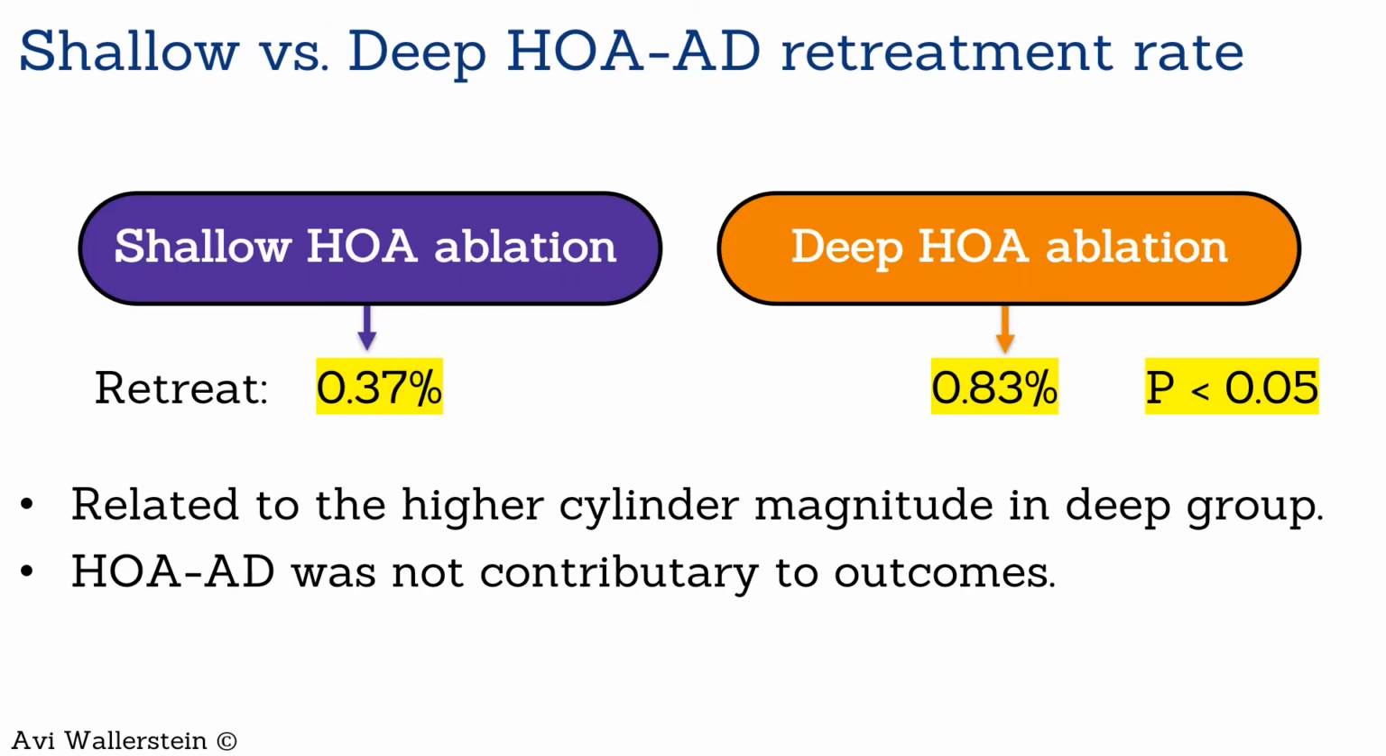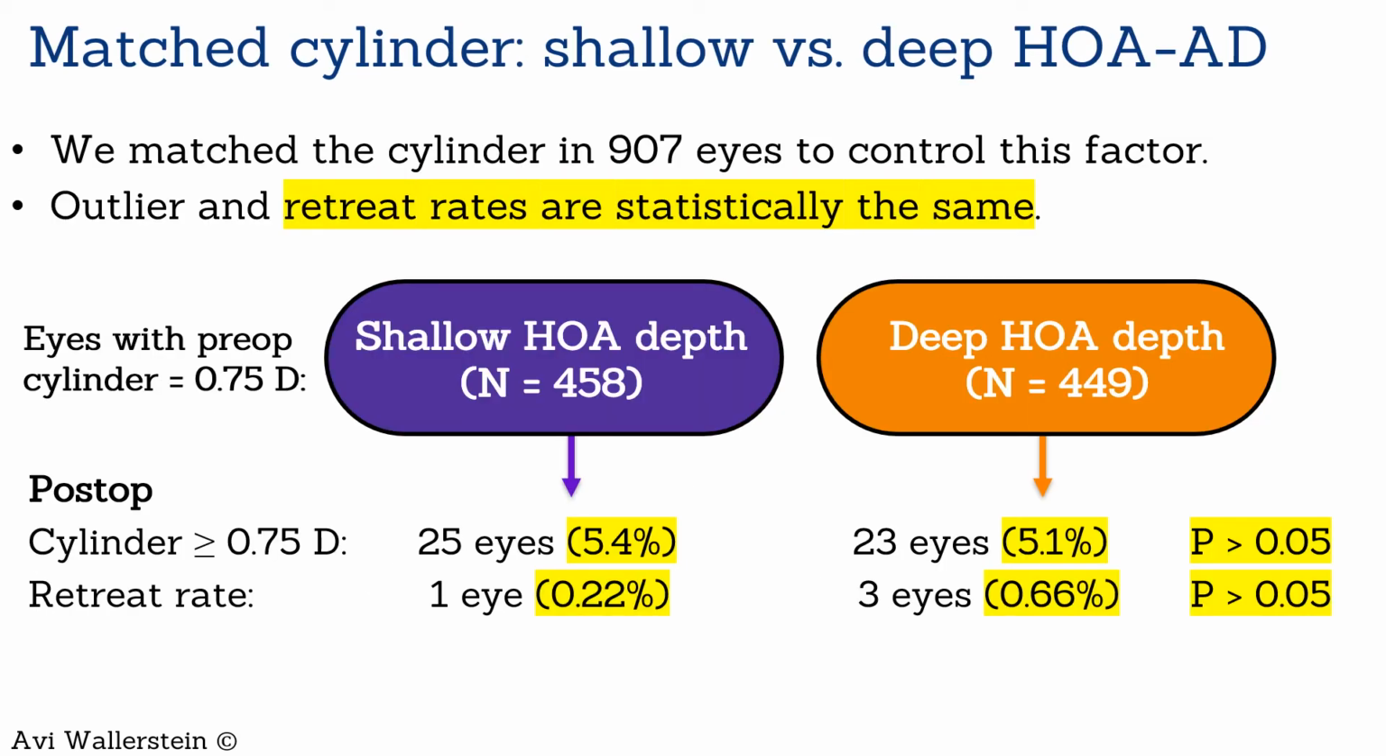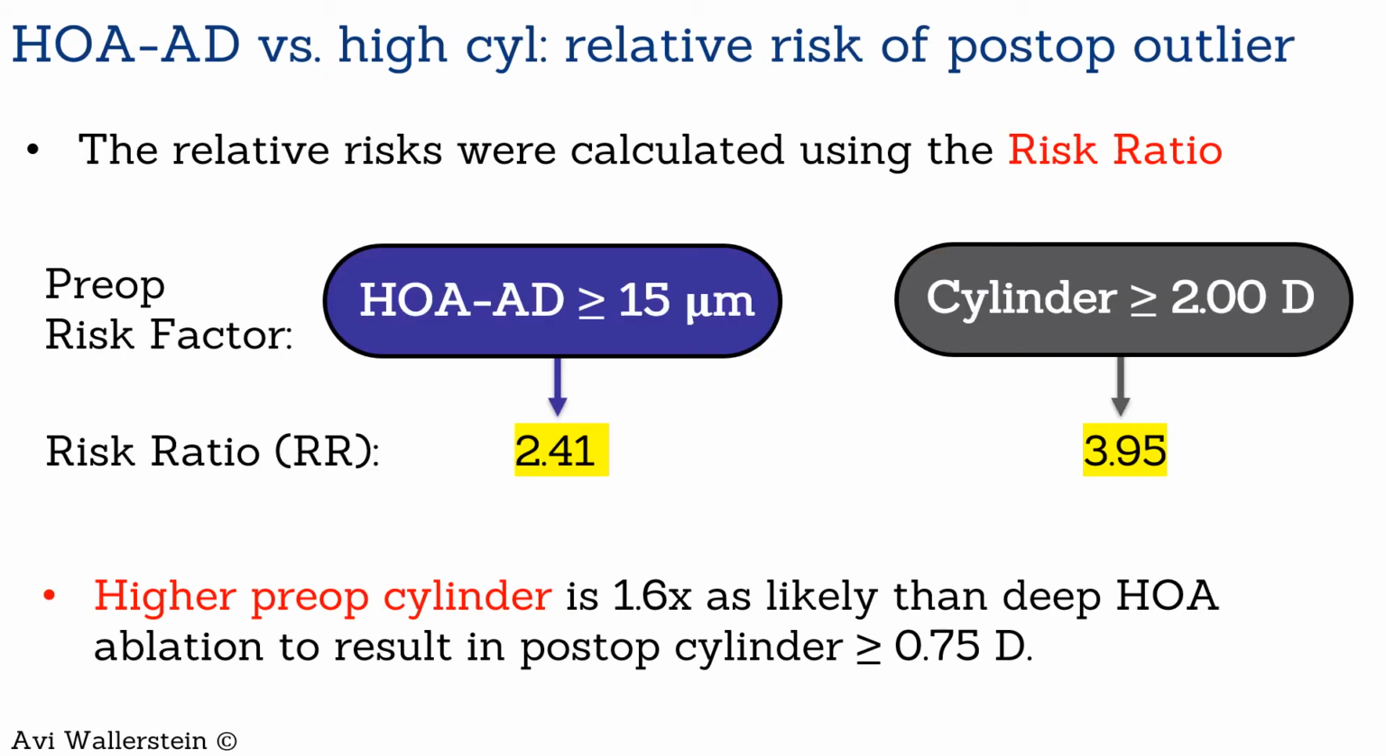We also saw a slightly higher retreatment rate in the deep group, although both were below 1%, again due to the deep group's higher cylinder magnitude pre-op, with HOA ablation depth having no correlation to outcomes. When matching pre-op cylinder in both groups, the retreatment rate becomes the same. We looked at relative risk and found that the high cylinder eyes were almost twice as likely than deep HOA ablation depth to result in an outlier.